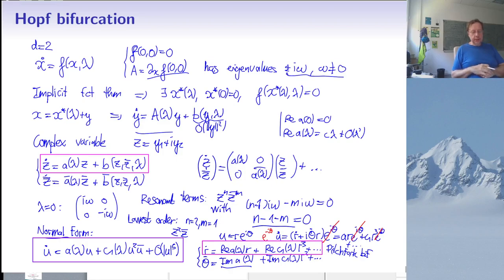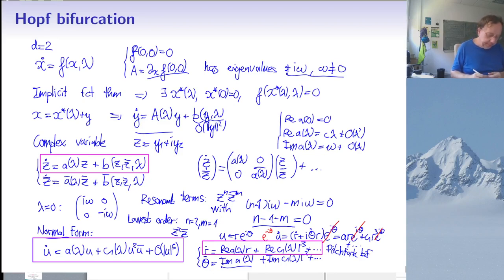And on the other hand, theta dot, well, when r is small, it's dominated by this term here. And the imaginary part of A of 0, that is omega. So the imaginary part of A of lambda will be omega plus something of order lambda. So that means that theta is basically just changing at almost constant speed. So we have a rotation.